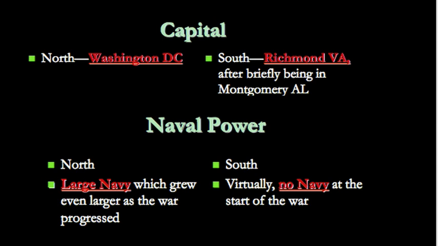Capitals. We know about the North's capital. Washington, D.C. has been since George Washington picked it out and will remain our capital. The South will pick a capital. At first, it's Montgomery, Alabama, and they later move it north to Richmond, Virginia.